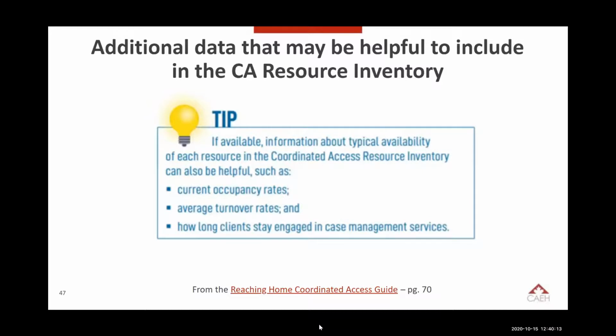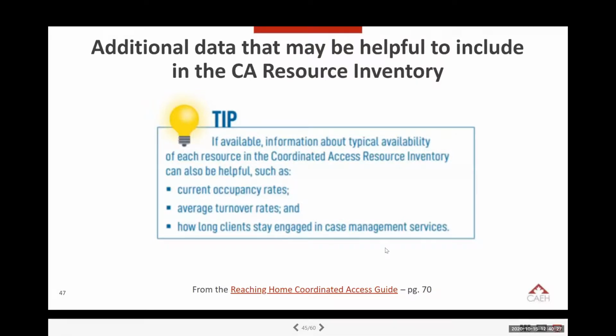Yeah. So the Coordinated Access Guide from Reaching Home also offers this tip that if you can get some additional data such as current occupancy rates, average turnover rates, how long clients stay engaged, that can also be helpful information to the system.